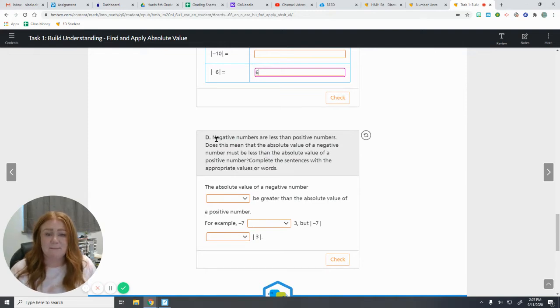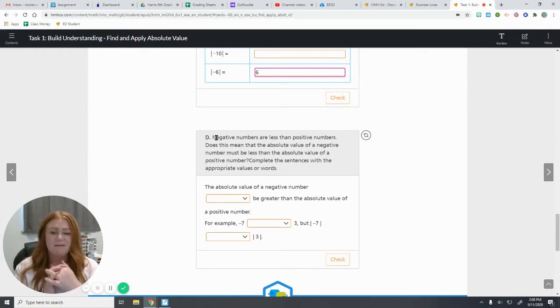Part D says negative numbers are less than positive numbers. So we know that to be true. They're below and they're to the left on number lines. They are smaller than positive numbers. Does this mean that the absolute value of a negative number must always be less than the absolute value of a positive number? So let's think about an example here.